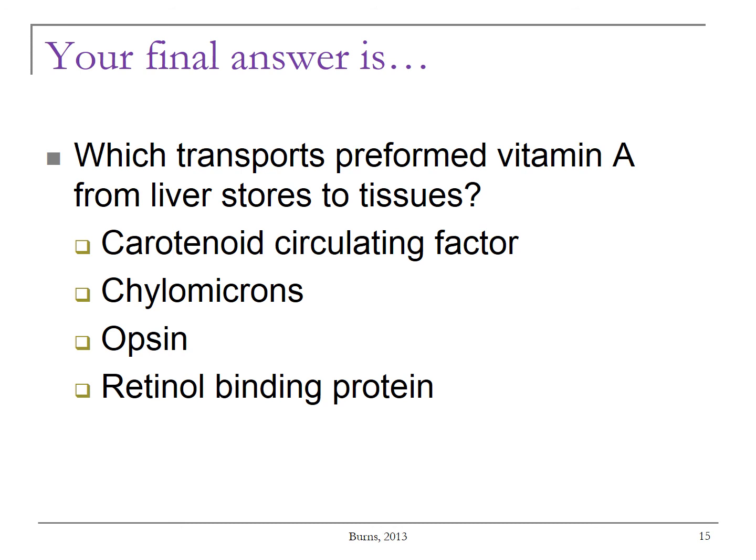To end our discussion of vitamin A, what is your final answer? Which transports preformed vitamin A from liver stores to tissues? Retinol binding protein is the answer.